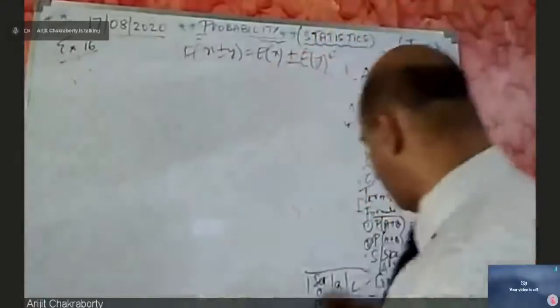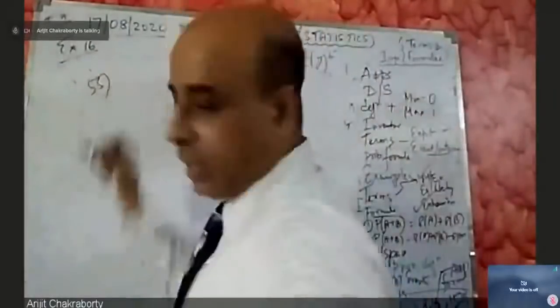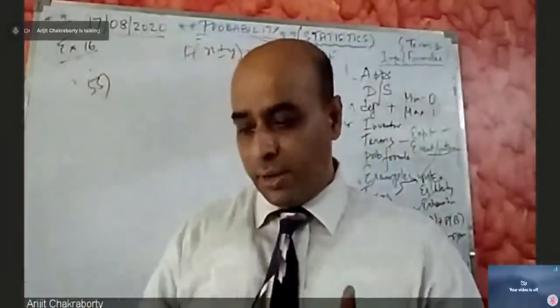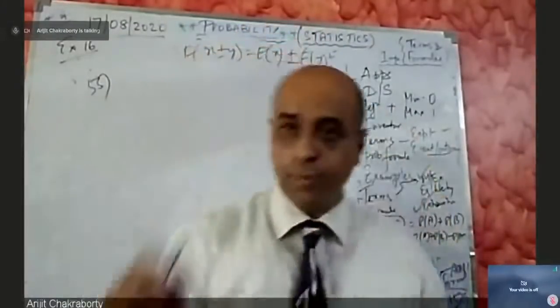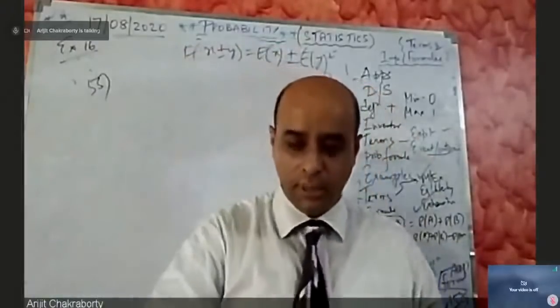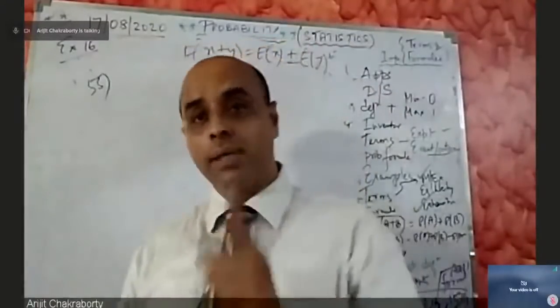Question number 55. What is the probability of having at least one 6 from 3 throws of a perfect die? A die is thrown 3 times, once, twice and thrice. What is the probability of having at least one 6?